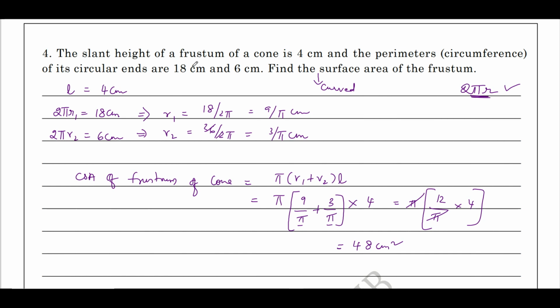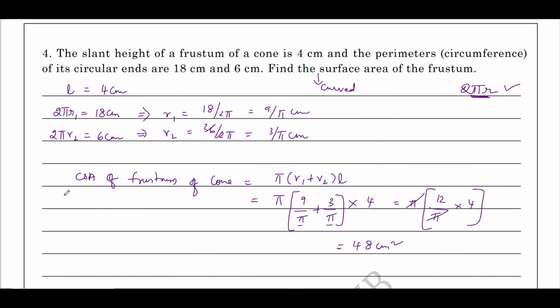The slant height of a frustum of cone is 4. They can just change the numerical values. Here what you should find out: find the curved surface area of frustum. Given the perimeters 2 pi r1 equals 18, 2 pi r2 equals 6, and r1 equals 18 by 2 pi, we get 9 by pi. In the same way, r2 equals 6 by pi, we get 3 by pi.